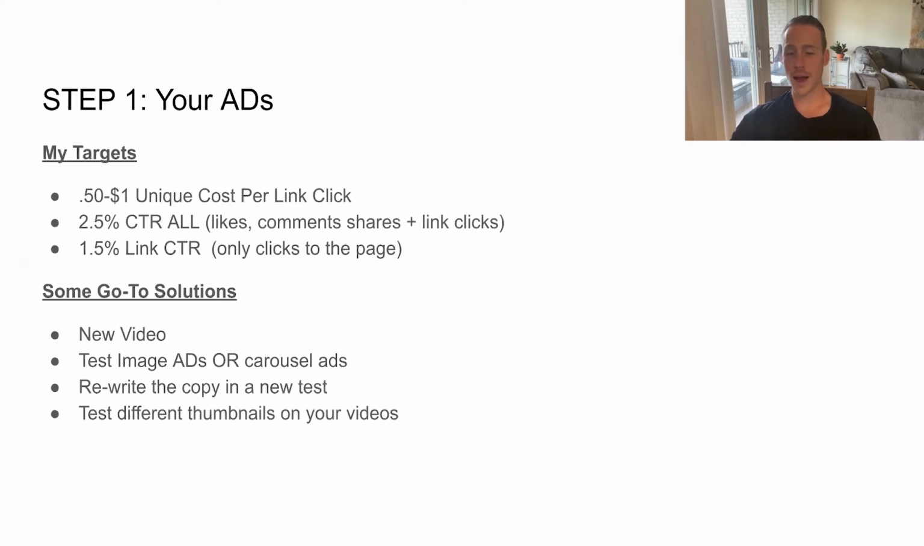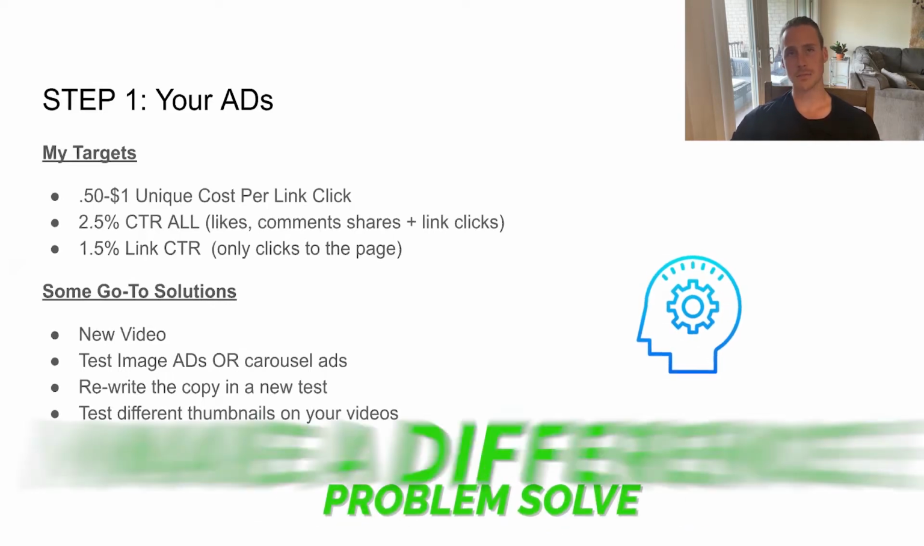So things you could try, maybe you need to test new videos. Maybe you need to test new image ads, or even take those image ads and turn them into carousel ads, which can actually do really well. Or you need to rewrite the text ad copy, right? So the text that's actually in the ad itself. Or maybe you just need to test different thumbnails. You take those same ad images that you made and you put them on top of the video and test different variations, okay? All these things can help you problem solve and make a difference.